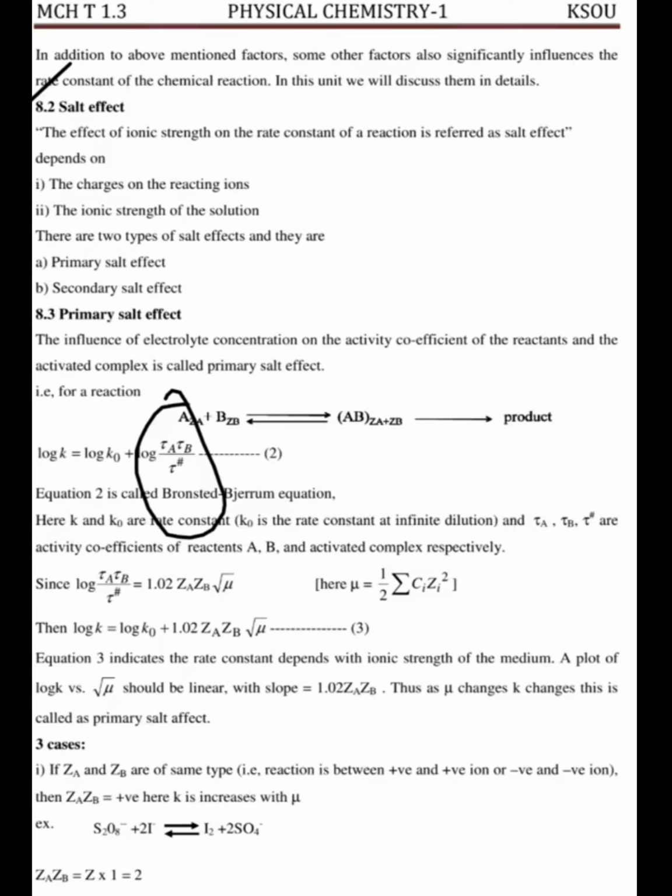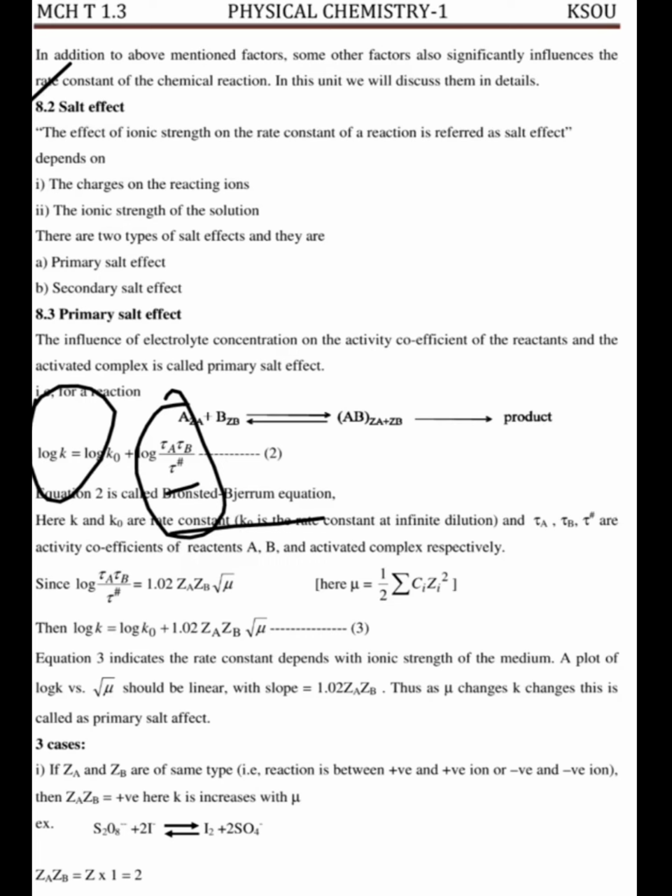Here gamma A and gamma B are the activity coefficients. So the number of electrons present in each of the reactants and the product formed, you are going to take here for the calculation of the bimolecular rate constant. So k represents the bimolecular rate constant. In equation 2 we are going to insert the Brønsted-Bjerrum equation. This equation is nothing but the effect of added salt on the rate constant, that is, the ionic strength that you are going to calculate from this equation.